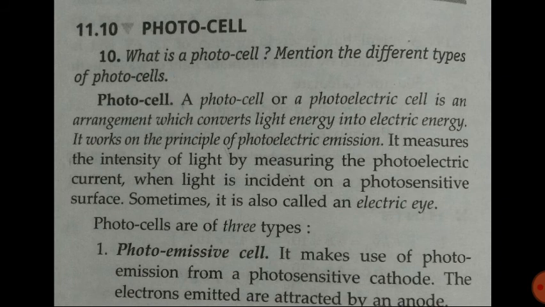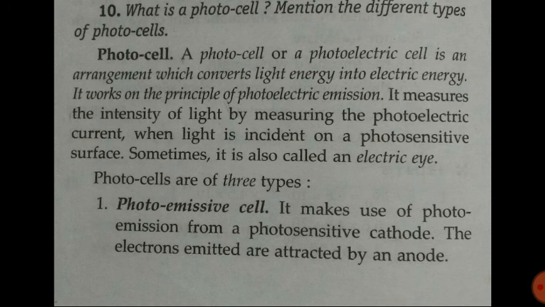As the name suggests, a photocell means one cell which works on photons. A photocell or a photoelectric cell is an arrangement which converts light energy into electrical energy. It works on the principle of photoelectric emission. It measures the intensity of light by measuring the photoelectric current when light is incident on a photosensitive surface. Sometimes it is called an electric eye. That photoelectric surface is called an electric eye.